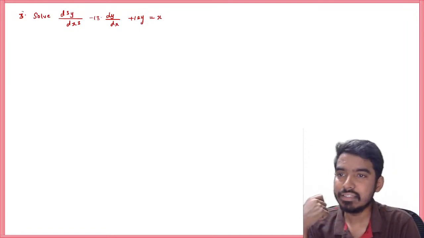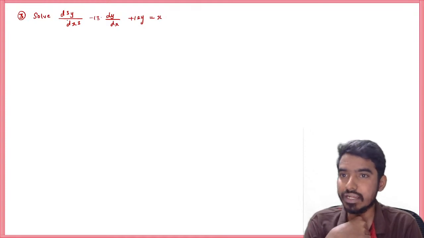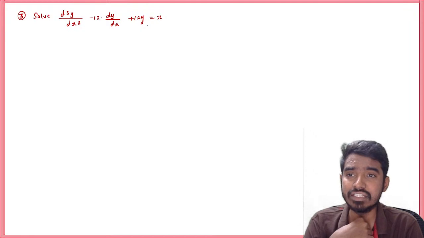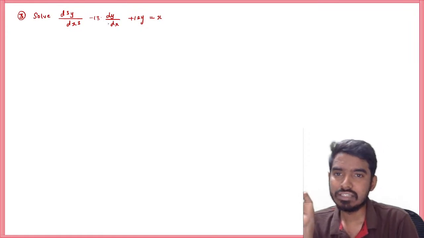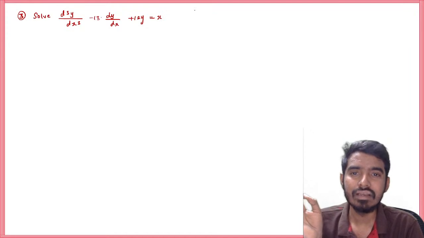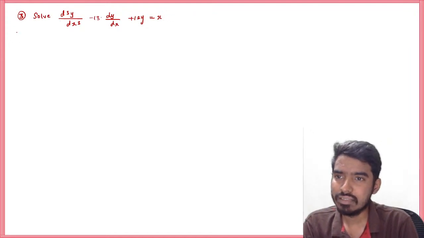Now you can see it is a linear differential equation with constant coefficients. It is of third order. The general format of a linear differential equation is d^n y by dx^n plus the lower order terms. So we'll solve this. You can see RHS is a polynomial in x. It is x here, which is a polynomial of degree 1.